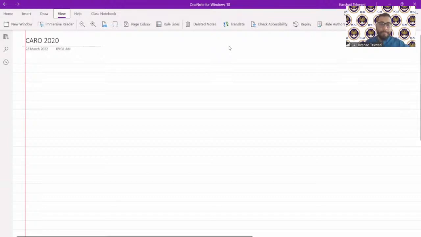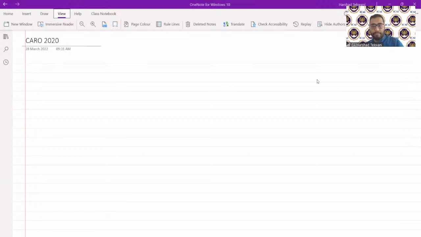But before going to the clauses of CARO 2020, first understand to whom it is applicable and to whom it is not. So from the applicability point of view of CARO 2020, the following classes of companies are exempt.